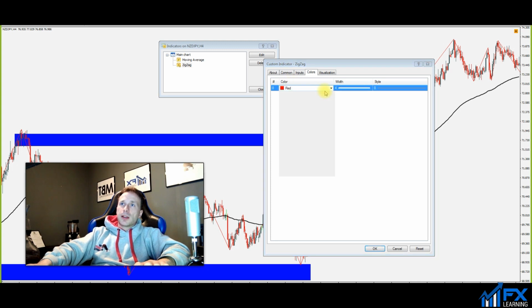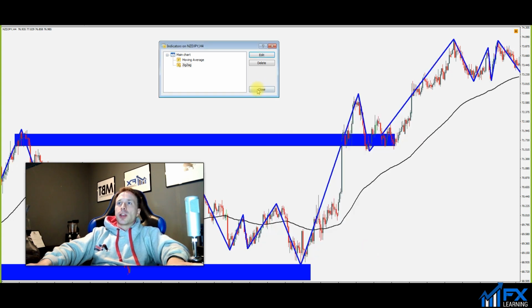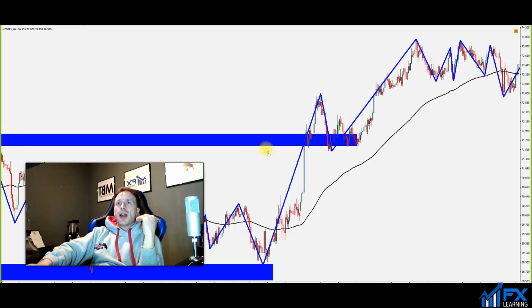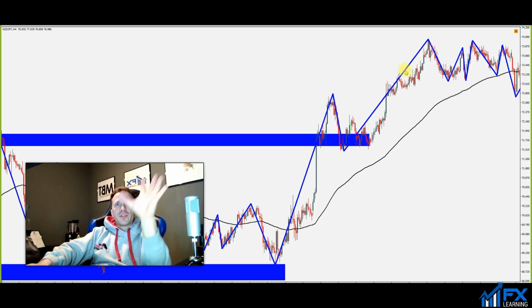And I'll make it purple, then blue like that. Okay, so here we go, right? See what I'm doing here now? Okay, so price is above the moving average. What we're looking for, buy signals.